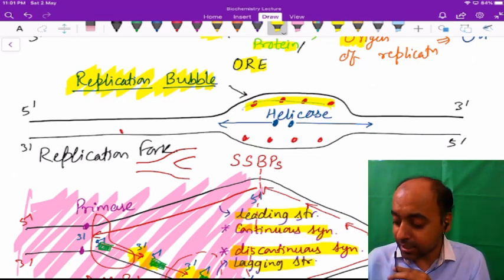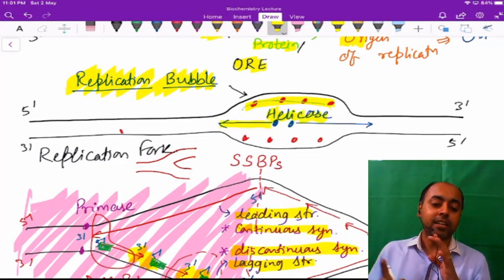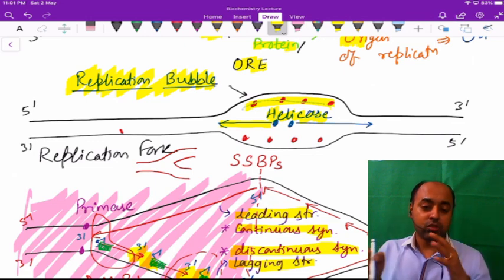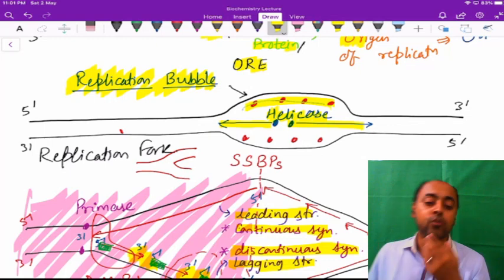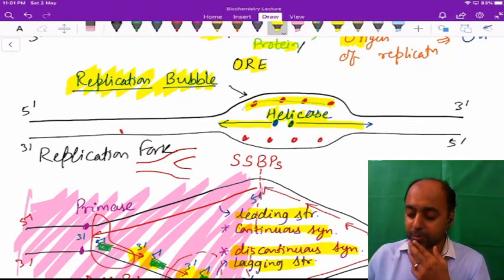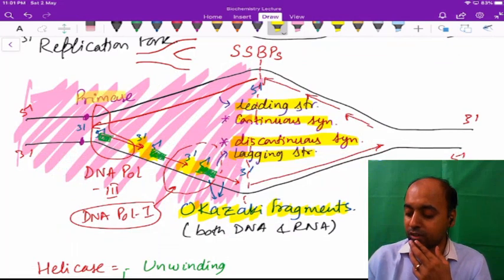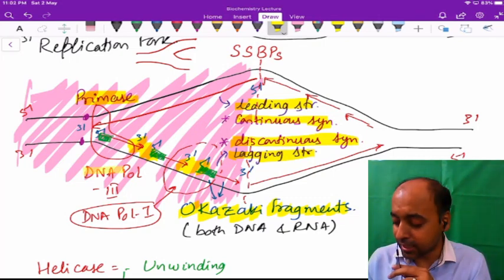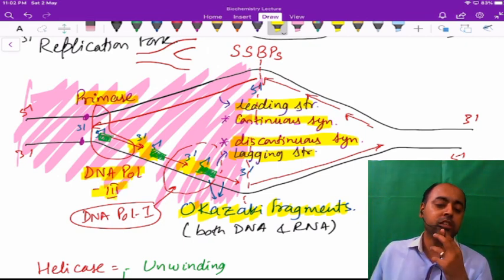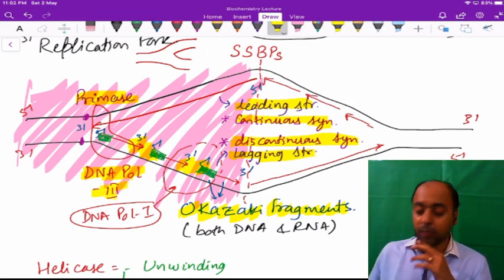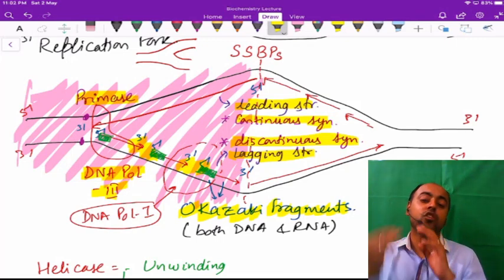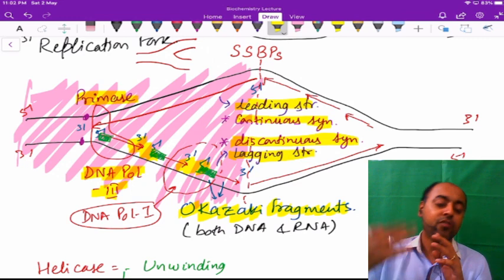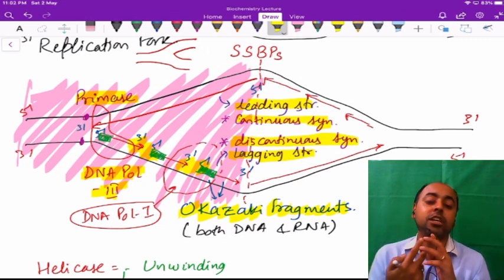After that, there is entry of the helicase, which will cause the further separation of the two strands. Two helicases come in and they start separation of the two strands simultaneously in opposite directions. Following this separation, there is entry of the primase, which will first synthesize the primer, and the primer is then extended by the action of DNA polymerase. The primary DNA polymerase is the DNA polymerase 3.